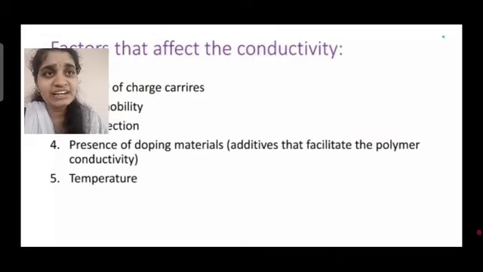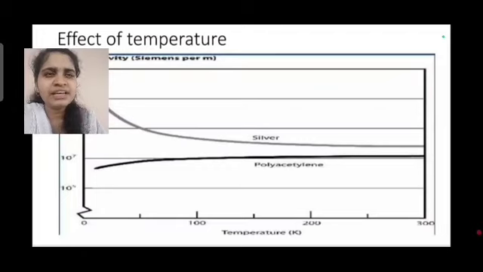And the factors that affect the conductivity: temperature, mobility, presence of doping materials. These are some factors that affect the conductivity. I am showing in this slide the effect of temperature.